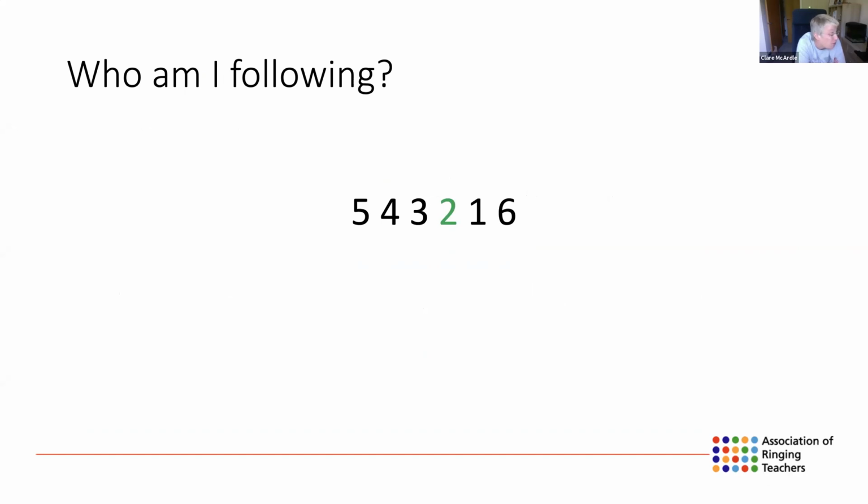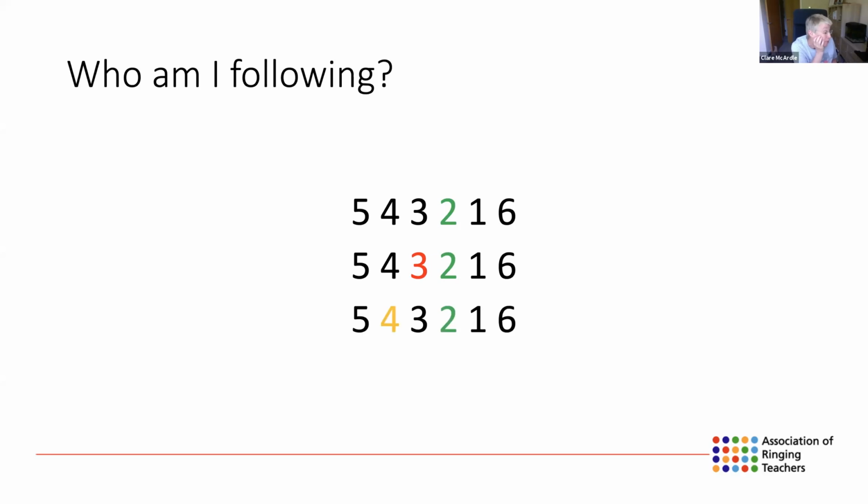In this row, 2 is ringing in 4th place. 2 is following 3, so far so good. However, it's important to know which bell the bell you are following is following. And 3 is following 4. And just for good measure, knowing which bell is following you is really useful. So if you're number 2, that bell is number 1.